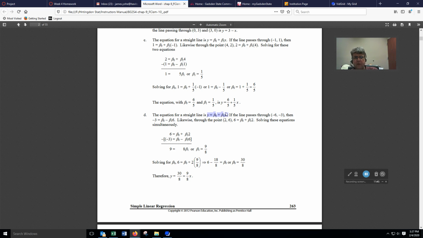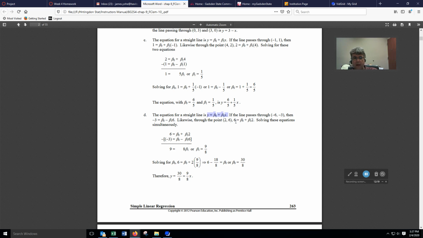If the line passes through -6, -3, we substitute -3 in for y. -3 is equal to beta naught, we don't know that, plus beta 1 times -6. Here I took that -6 and multiplied it through. Here we just went an additional step and made that a minus sign and got rid of the negative on the 6. Then we know that it passes through a second point where x is 2, y is 6.